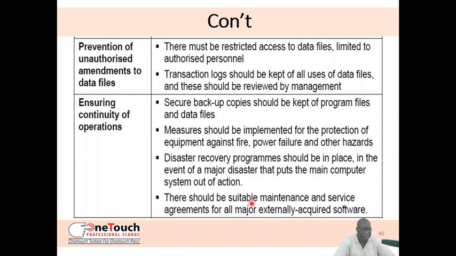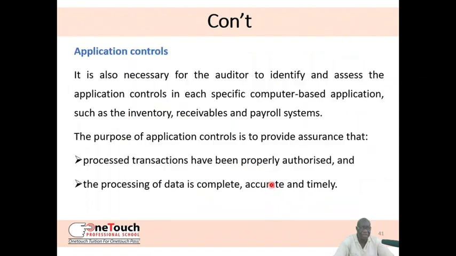Okay, there should be suitable maintenance and service agreements for all major externally acquired software. So make sure your clients have a suitable service agreement with those who supply the equipment that they are using. So that is also application controls. So we have finished the hardware control, which we call general controls. Those are the controls put in place in the environment that the computer operates. Now let's come to the computer itself, which we call application control or software controls.